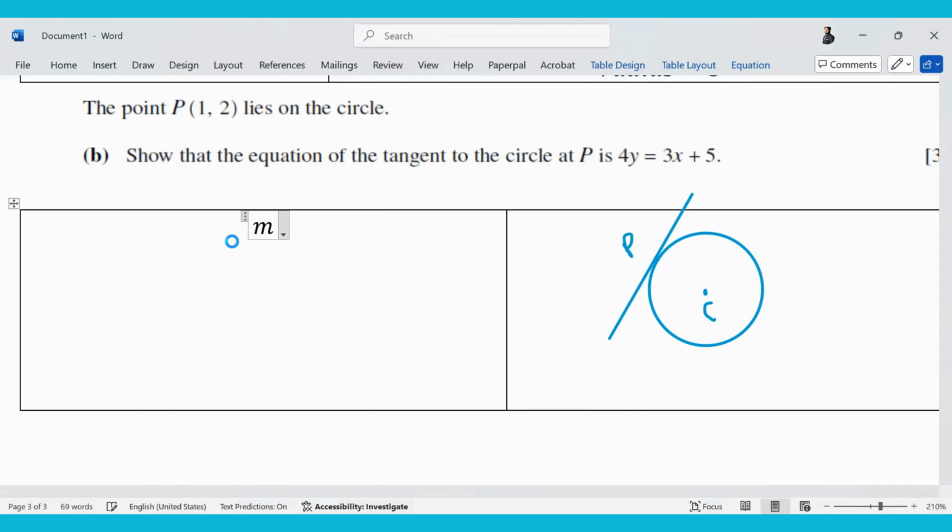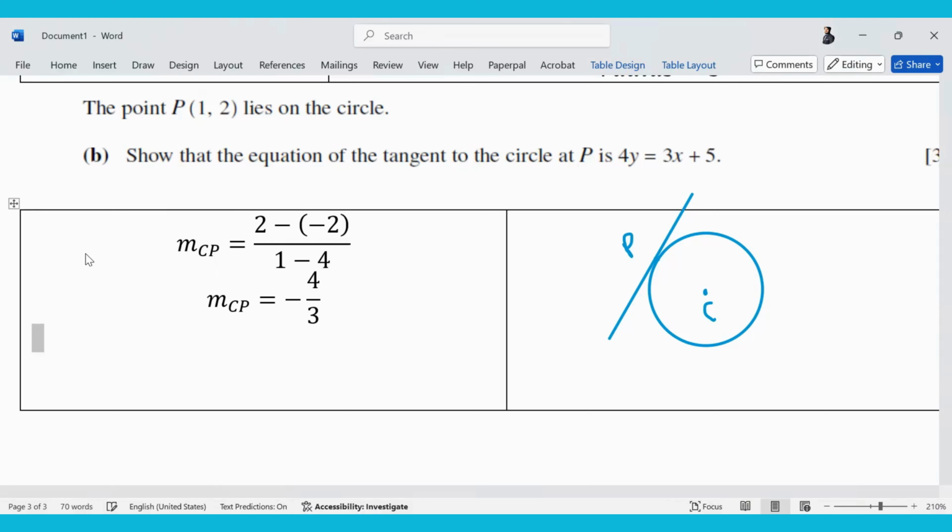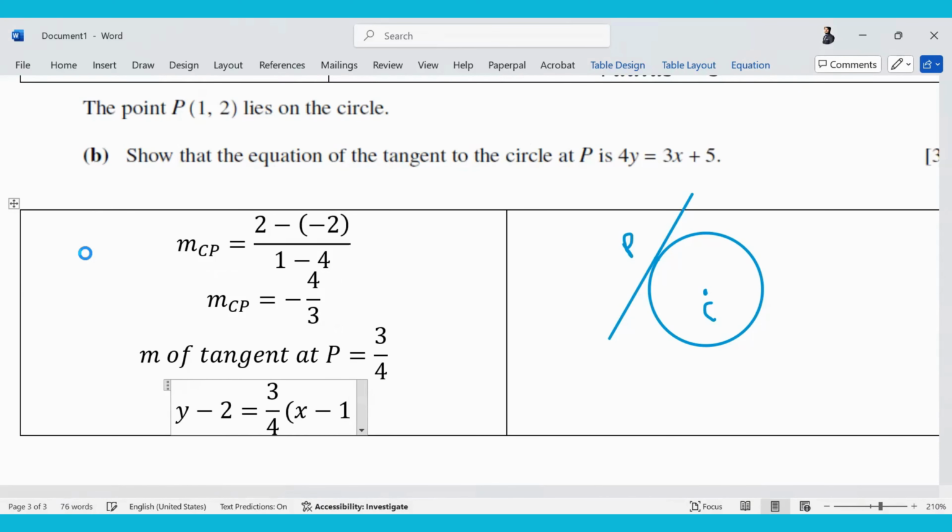Can I find the gradient of CP? y2 minus y1 upon x2 minus x1. So what is the gradient of CP? Remember, this is the radius from C till P. 4 upon, so can I write -4 upon 3? So gradient of tangent at P will be 3 upon 4. You know the gradient. Which point will you be using? y minus y1 is equals to m bracket x minus x1.